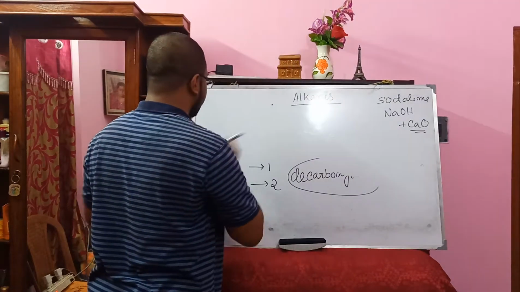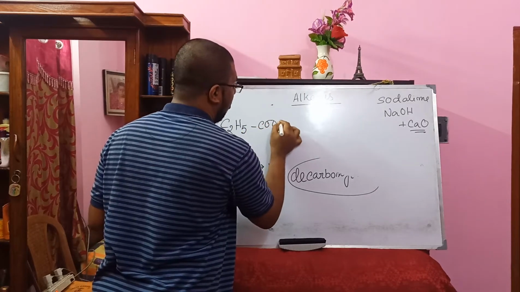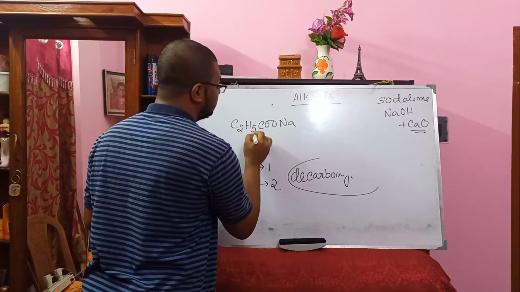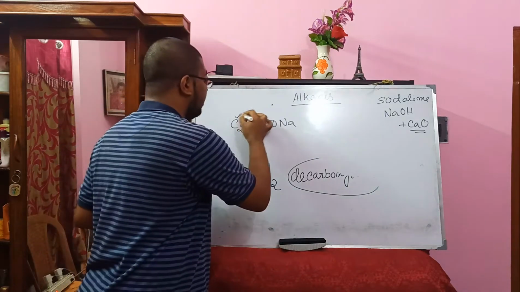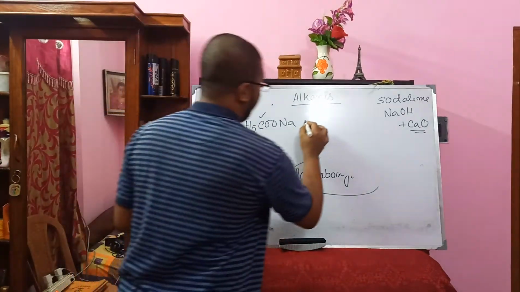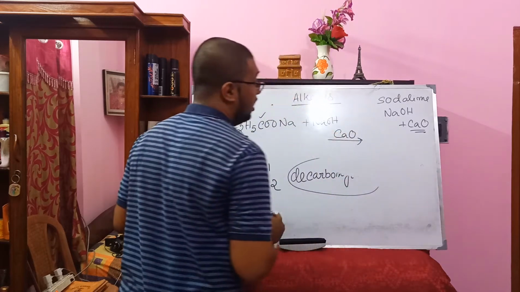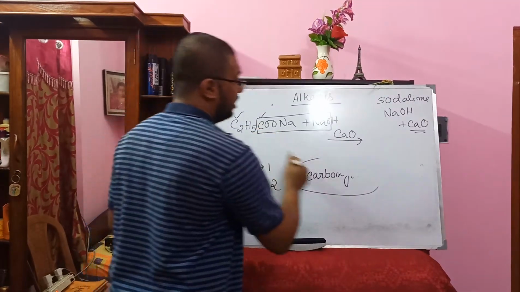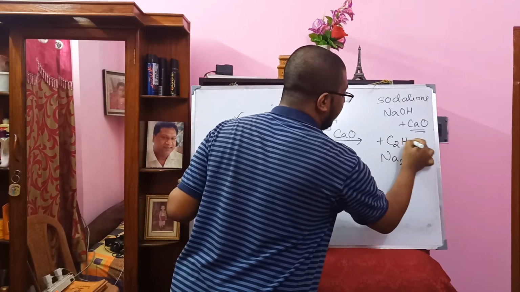See, for this you have to take C2H5COONa. This is called sodium propanoate. See, how many carbons are there? 3 carbons. So sodium propanoate plus again the same thing, that is NaOH, and CaO will be here, and then you will get one part as Na2CO3, and another part is C2H6 as the product.